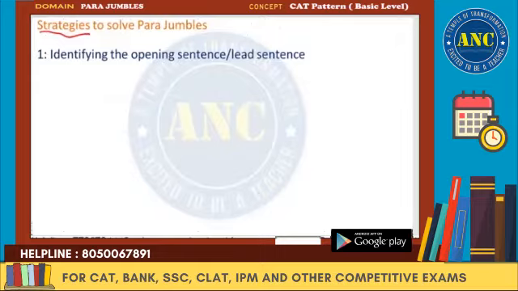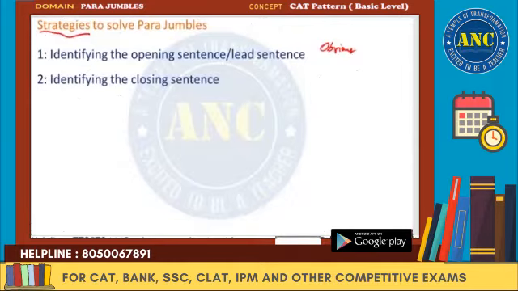A few of these will be applicable to each of the question sets that will be given to you. That means you'll always have to keep your eyes open for the possibility of being able to identify an opening sentence. Sometimes it becomes very obvious that this has to be the starting sentence. There can be no other way. This has to be the introduction. In some other cases, it may not be so obvious. So in that case, you will definitely not try and identify an opening sentence forcibly, because it may not be so obvious in a few situations.